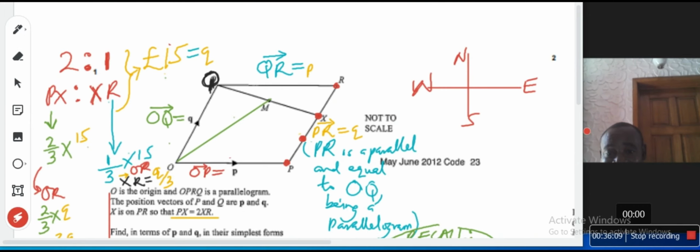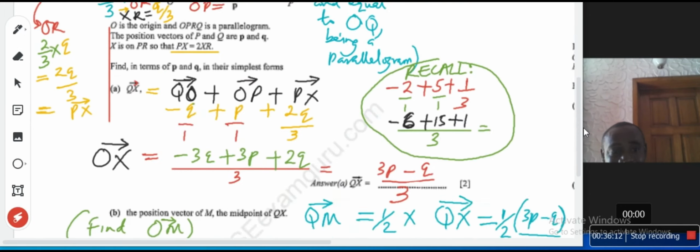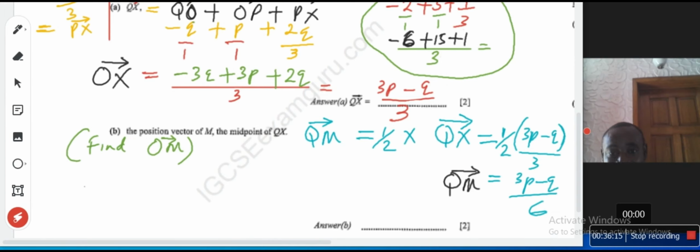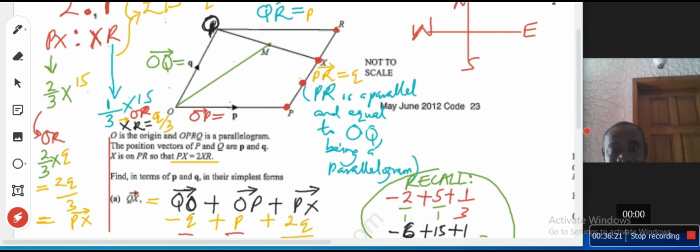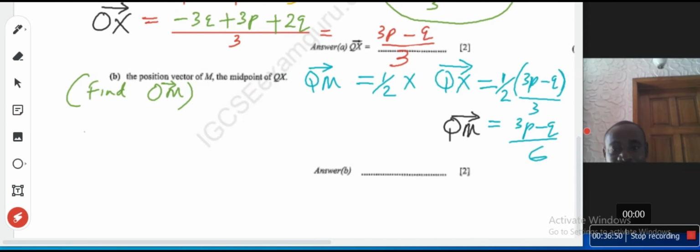Remember, the question is to find the position vector of M, where M is the midpoint. And I told you the position vector of M is from O. So we are coming from O to M. To go from O to M, we have to walk from O to Q. There's no direct road here, so you follow the road, O to Q, which we know as small letter q. And then from Q, you go to M. So we do O to Q and Q to M.